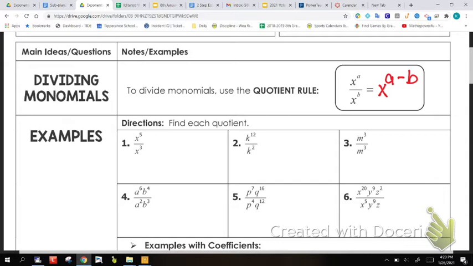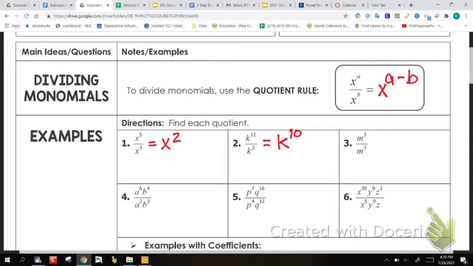So let's go through and look at some of these examples. Make sure you follow along. You can pause the video at any time. So for number 1, again, they have the same base. You're dividing, so the base stays the same. You're going to subtract the exponents. 5 minus 3 is x squared. For 2, they have the same base. The base stays the same. 12 minus 2 would be k to the 10th.